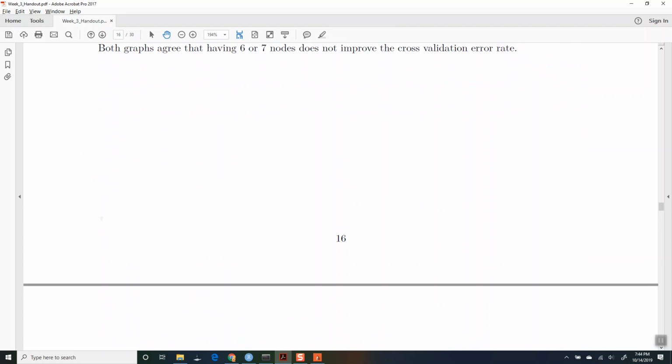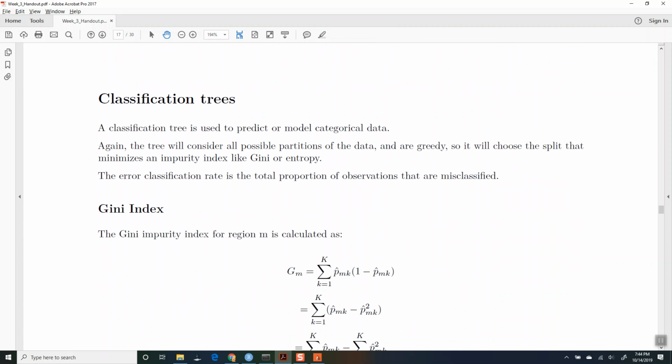All right, why don't we pause here? We'll take a 10-minute break. We'll come back and look at classification trees and all of these methods for improving tree performance.